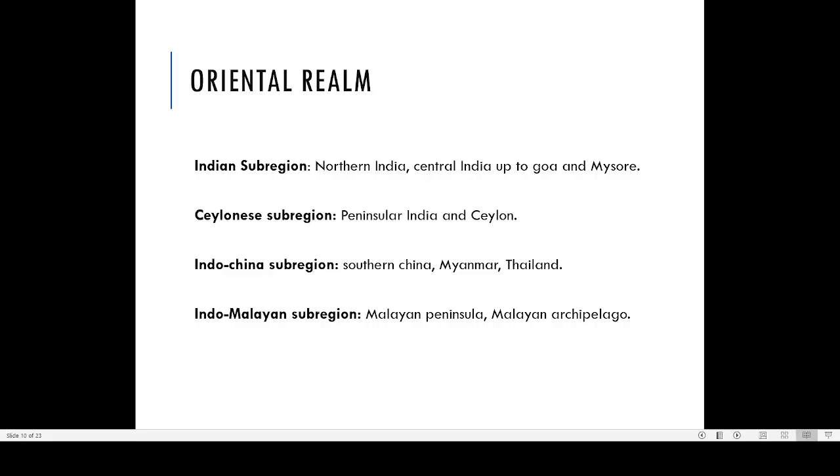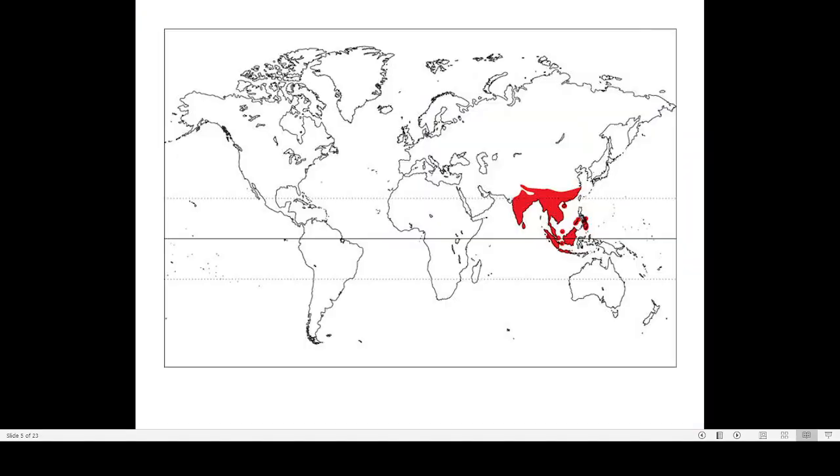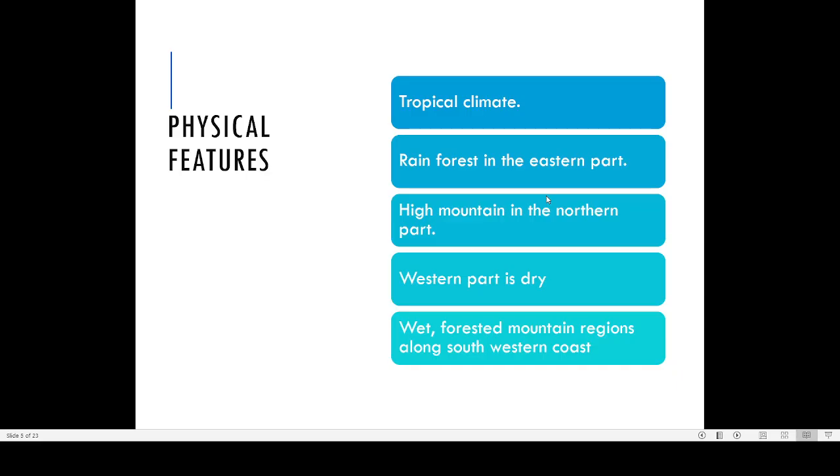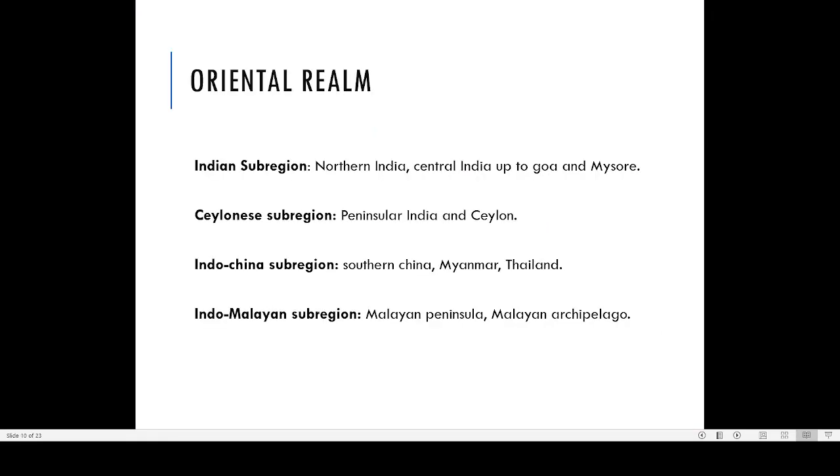Then the Indo-China sub-region: the southern portion of China, Myanmar and Thailand. So these are the regions which come under the Indo-China. The southeastern side of China is actually part of the Indo-China sub-region. So the Indo-China sub-region is southern China, Myanmar as well as Thailand.